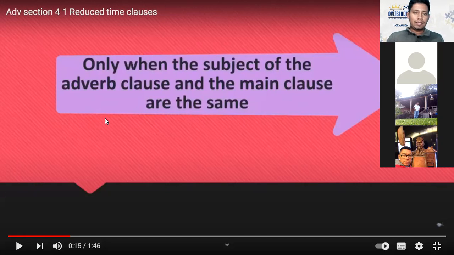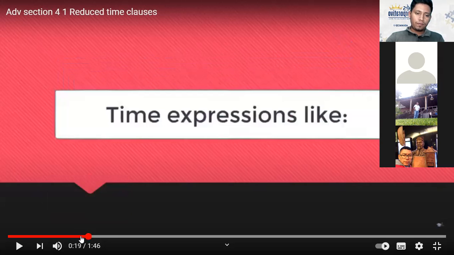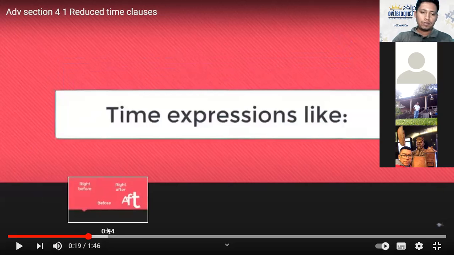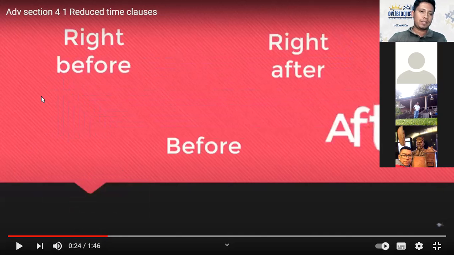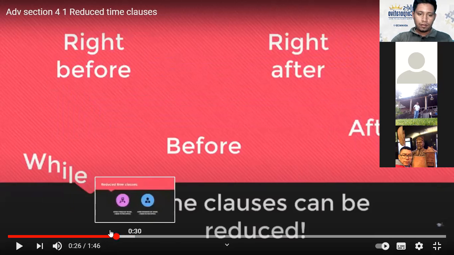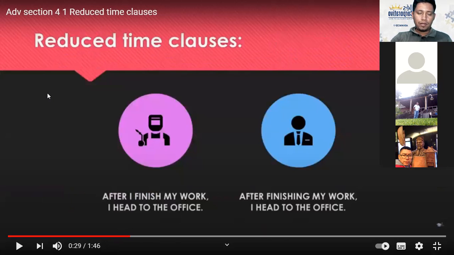Okay. This is something else. It says only when the subject of the adverb clause and the main clause are the same, we are going to use what are called time expressions. And here we have some of the examples: time expressions like right before, right after, before, after, things like that. These time expressions, we use them with the following purpose: to reduce time clauses. And here we have the examples.